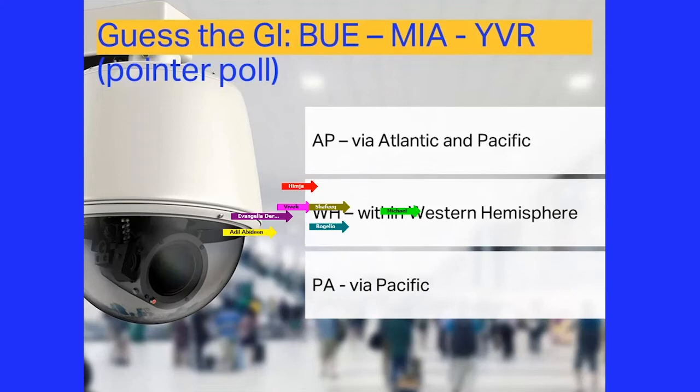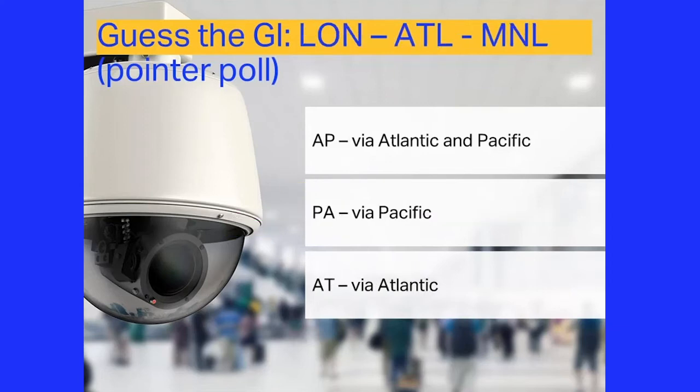Yeah, exactly. So the journey does not involve any ocean crossing. So you're all correct. It was all within the Western Hemisphere. And the final one for this poll, get the global indicator and place your pointers. London, Atlanta, Manila. Which oceans are crossed here?